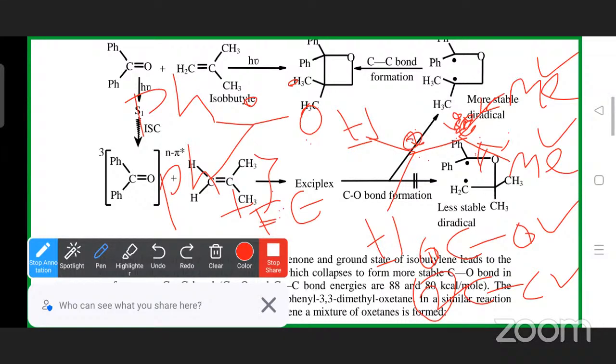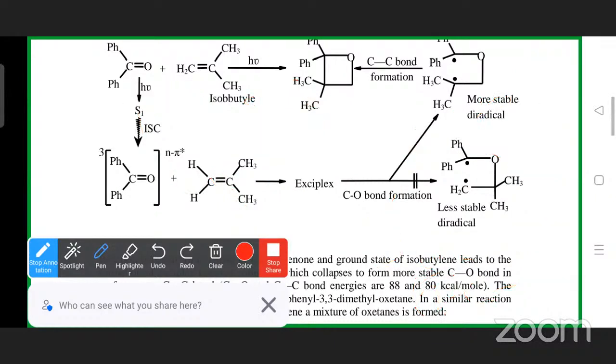And this side, you see in the left side, there is no substitution here. So this radical is highly unstable, right? So it will combine with oxygen, and the bond forms. Here you see.